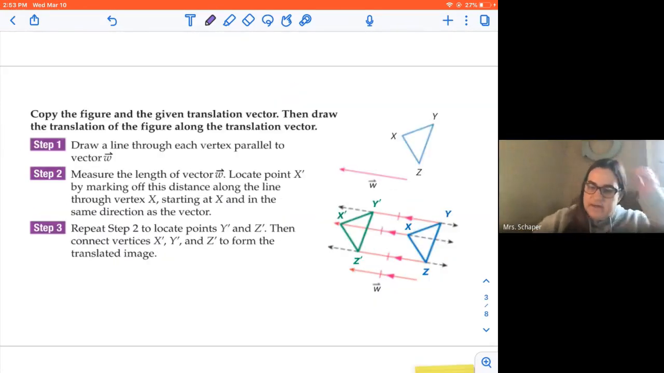If I have this figure, it shows I've got X, Y, Z, and this is my vector. It means that each point, each vertex, is going to go along that same vector. And you can see that drawn right here. All those vectors are parallel, and it just shows that they're all moving, they're all sliding over.